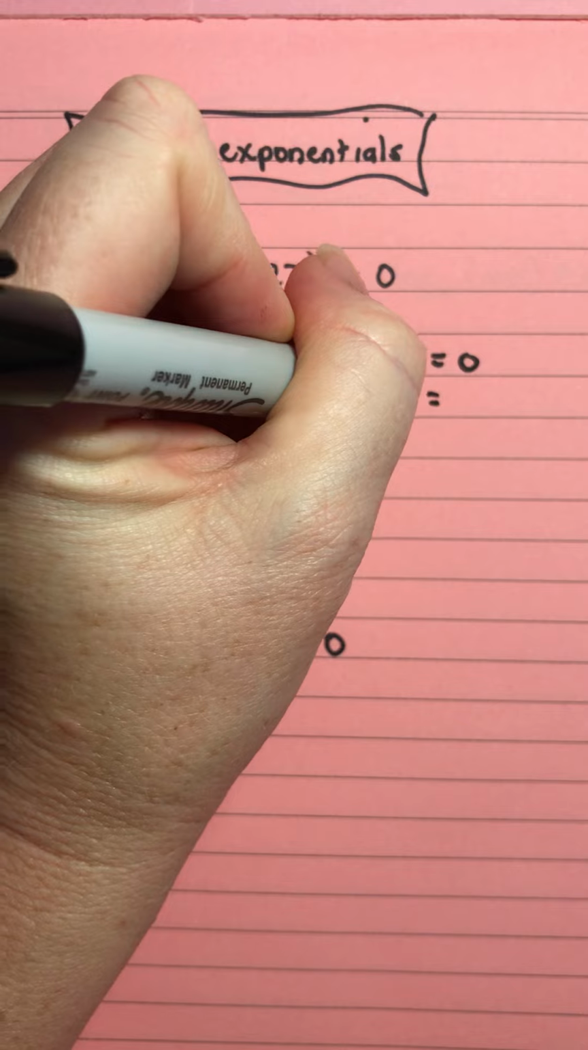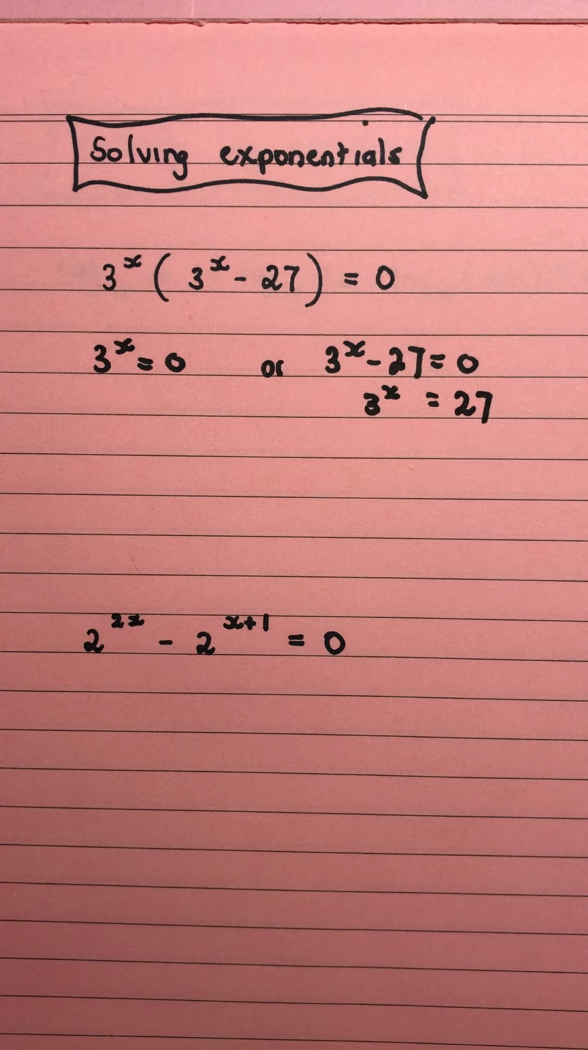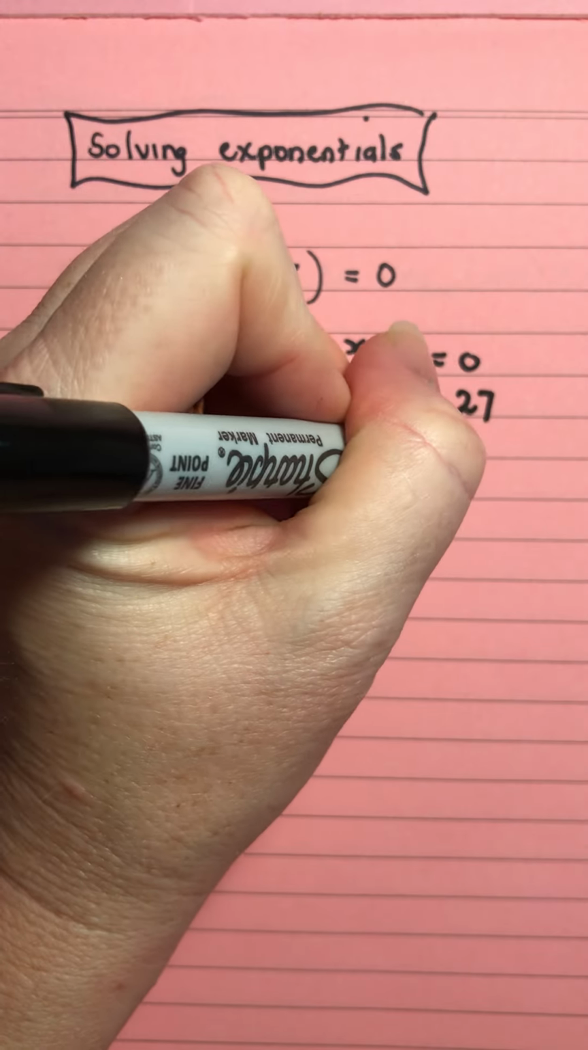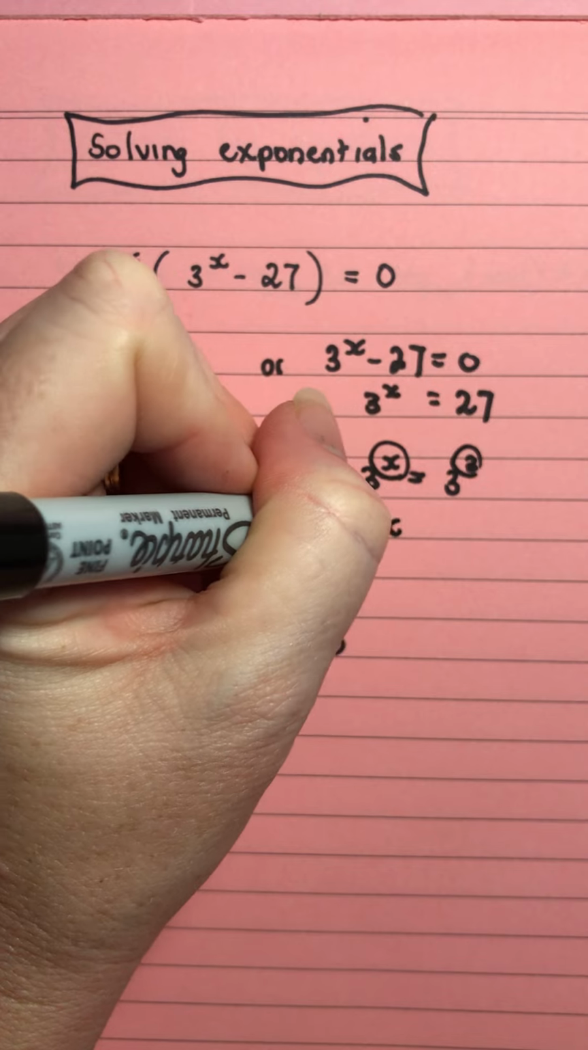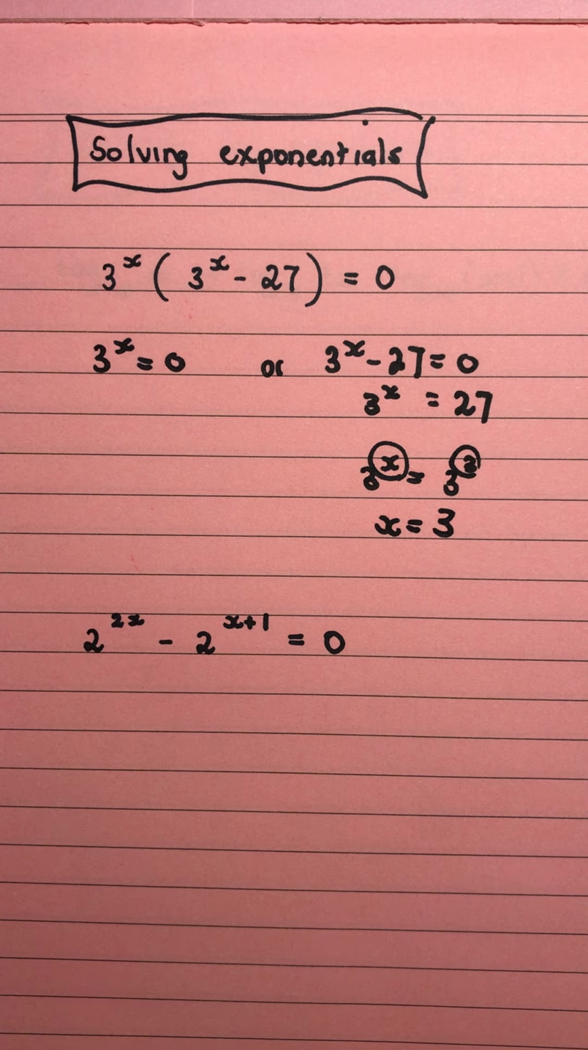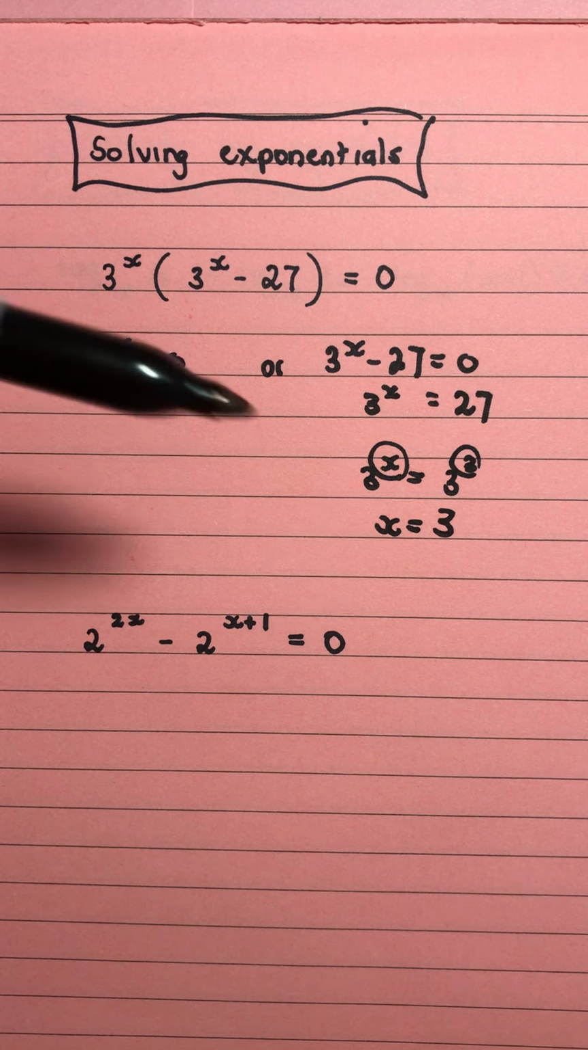So we can change that to 3 to the power of x is equal to 27. And now we can solve it because we can write 27 as 3 to the power of 3, and then equate the indices, so x is equal to 3. So in this case, we've only got one solution.